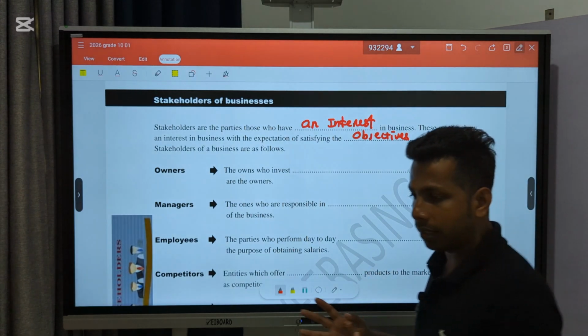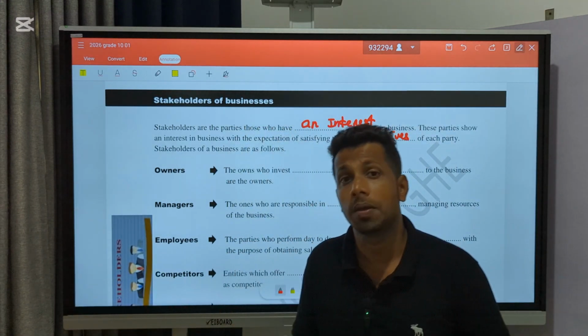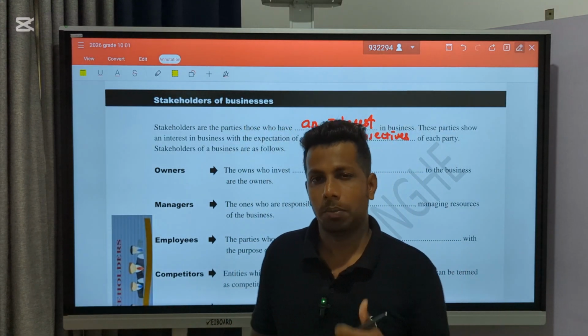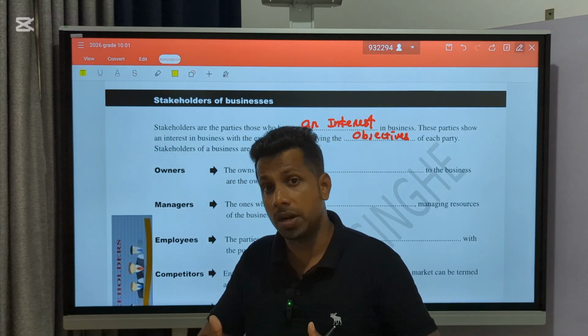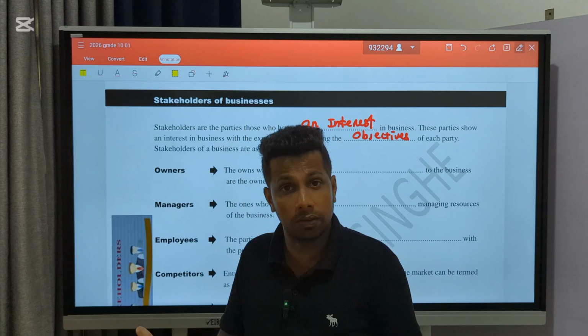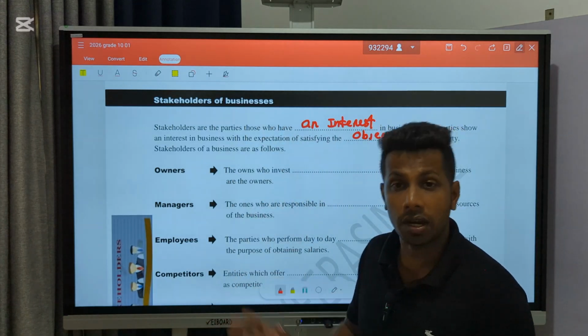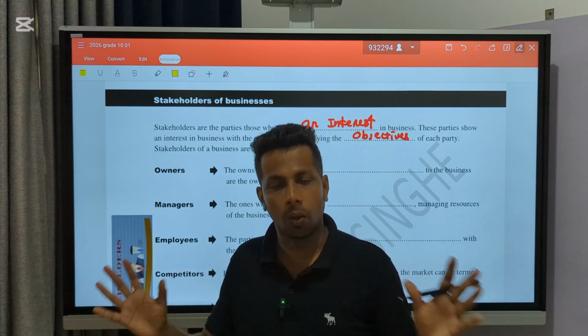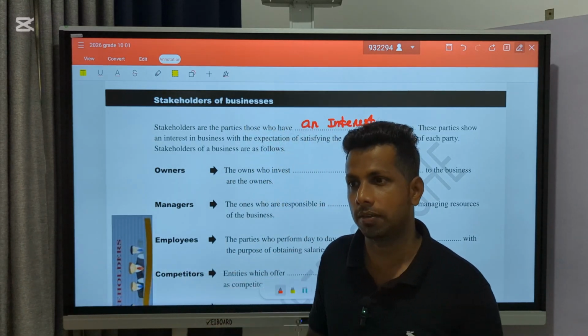So we can identify here different parties, those who have an interest in the business. Why do they have an interest? Because each and every party, dear children, has different aims, different objectives. They try to achieve different things, my dear children. That's why they have an interest. So anyway, stakeholders means the parties, those who have an interest in the business.